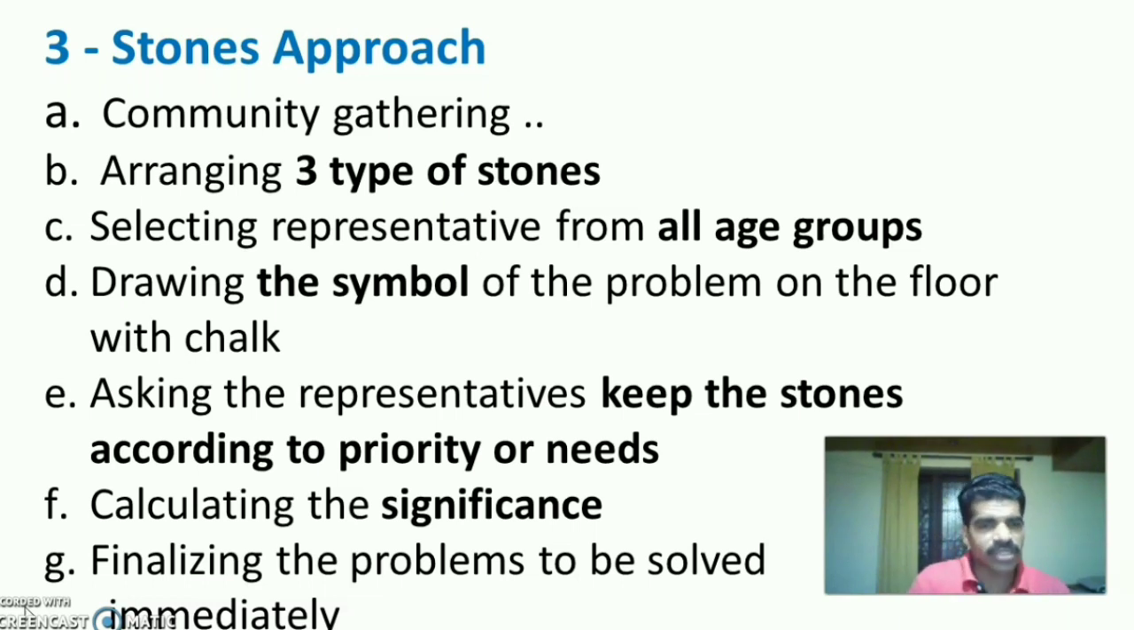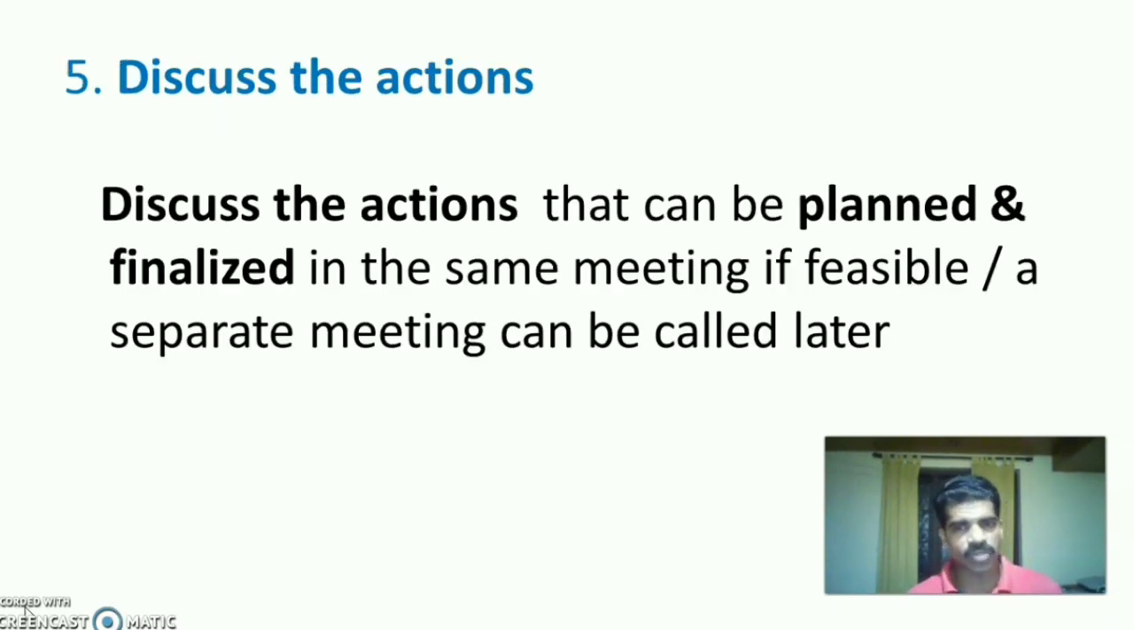So we can give that score for large stones 10, medium stones 7 and small stones 5. Then as the community people, representatives keep the stones according to their perception to different health problems which has been drawn as a symbol, we can calculate the significance of their perceptions. Then calculating the significance and finalizing the problem to be solved immediately according to the community perception. Then only we'll get the community participation. This is called a participatory approach. Fifth step is discuss the actions to the community people.